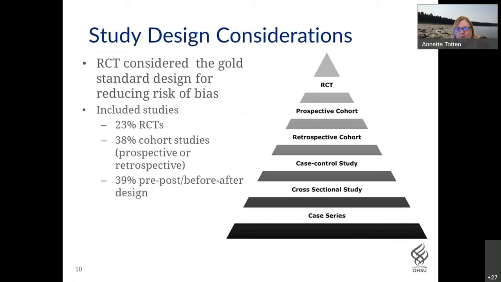So study design considerations are big, and people often see pyramids or diagrams like this showing that RCTs are considered sort of the gold standard for reducing bias, and that's true. You randomize things so that you try to distribute the bias equally. But you can have very strong studies in other designs. So we don't focus only on one design. We do try to evaluate the strength of that design.